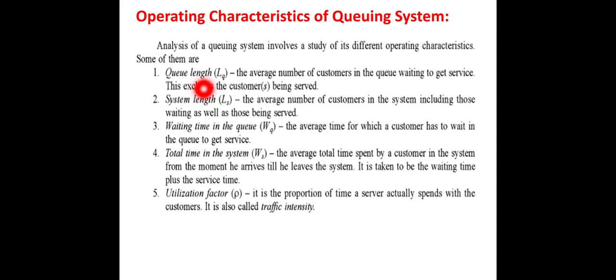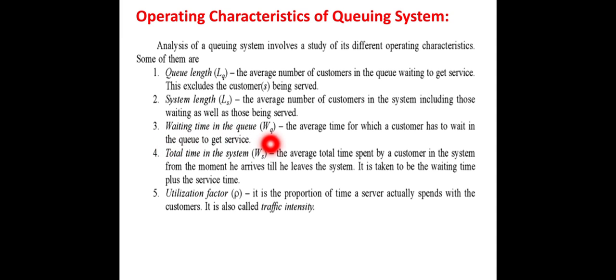First one is queue length, represented as LQ, the average number of customers in the queue waiting to get service. This excludes the customers being served. Okay, the customers being served will not come into this particular queue length. Then system length, represented by LS, is the average number of customers in the system, including those waiting as well as those being served.